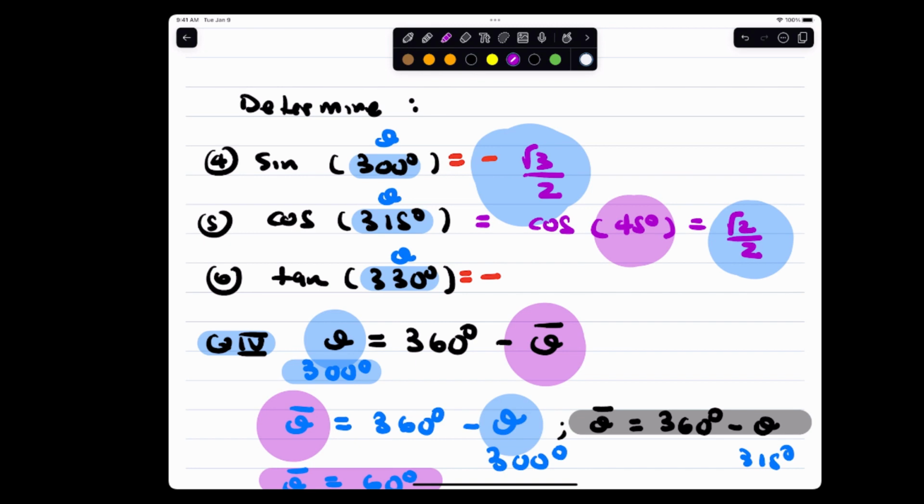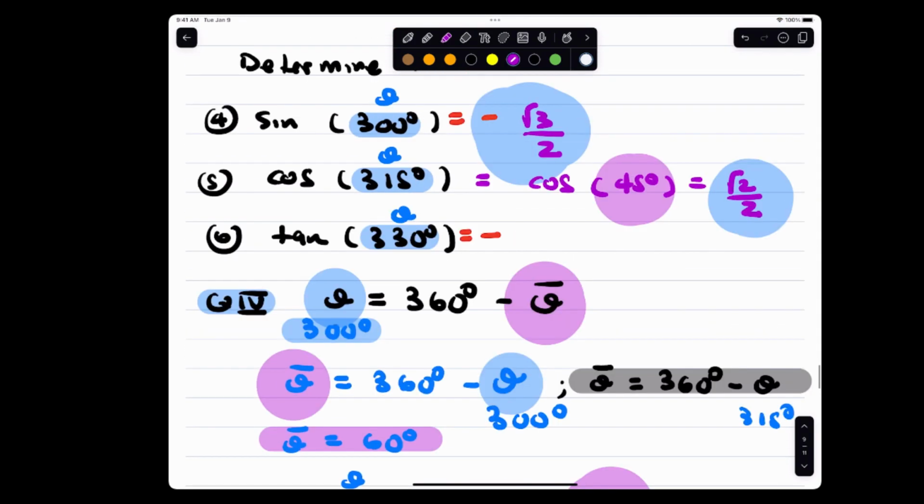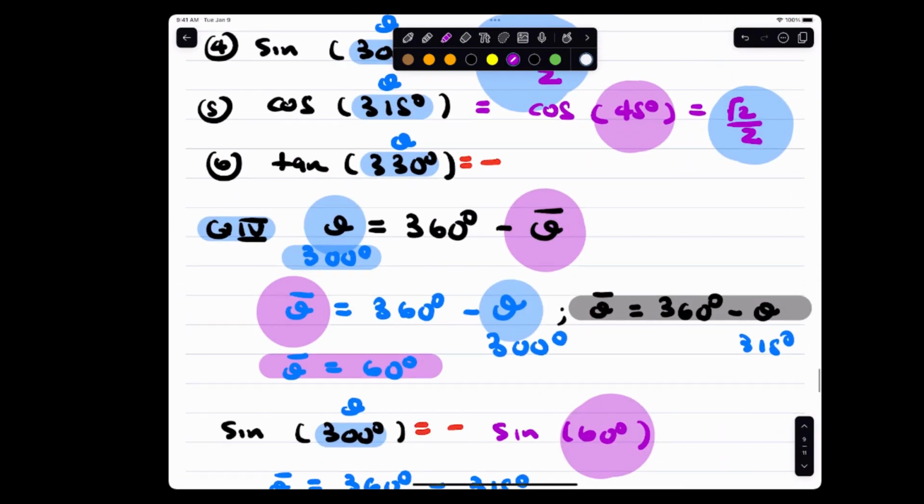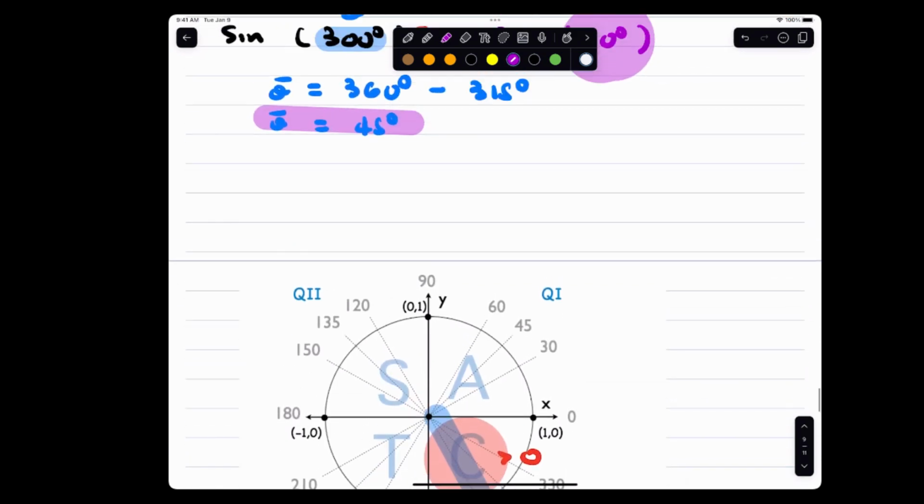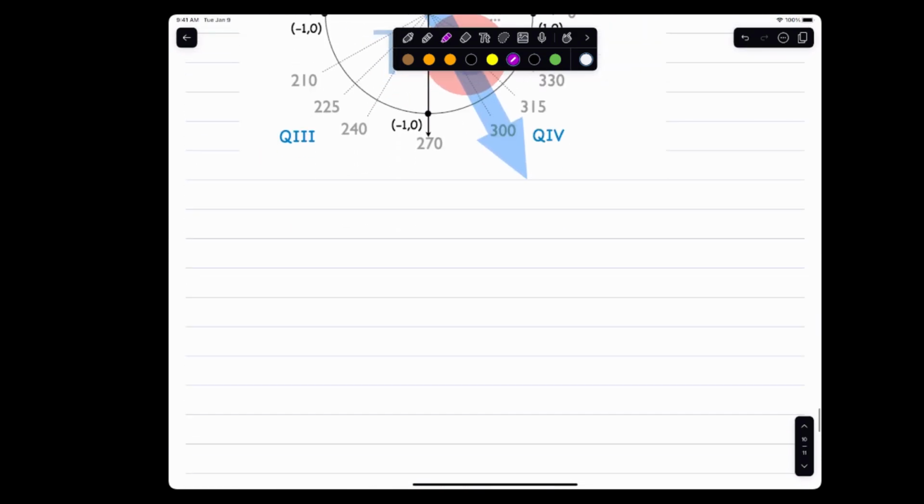Okay, let's do tangent of what? 330. How do you do tangent 330 now? Well, we know it's going to be negative. So let's find the reference angle, right? 330. So I'm going to write this down here. That formula for that quadrant 4 is 360 degrees minus what? Theta.